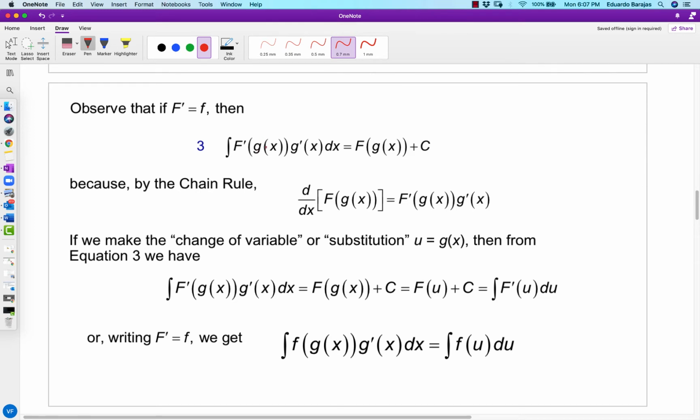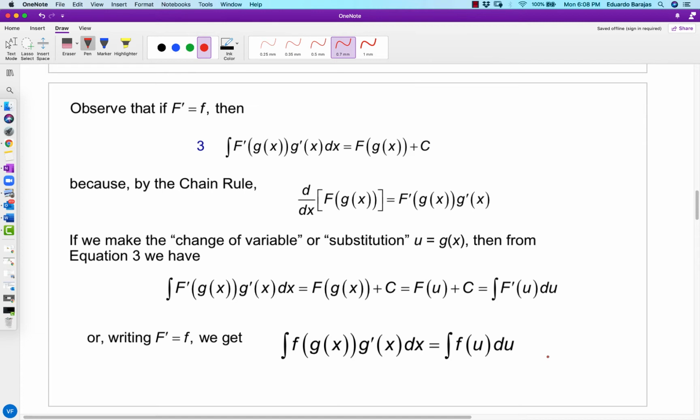Okay? If we make a change of variable or a substitution of letting u equal to g of x back up here, so we replace this with a u, then this gets replaced with a u as well. And so we get that the integral of F prime of g of x times g prime of x dx is equal to capital F of g of x plus a constant. And now we replace that g of x with a u. We get capital F of u plus c, which is equal to the integral of capital F prime of u du. Or writing F prime equal to f, we get that the integral of f of g of x times g prime of x dx is equal to the integral of f of u du.